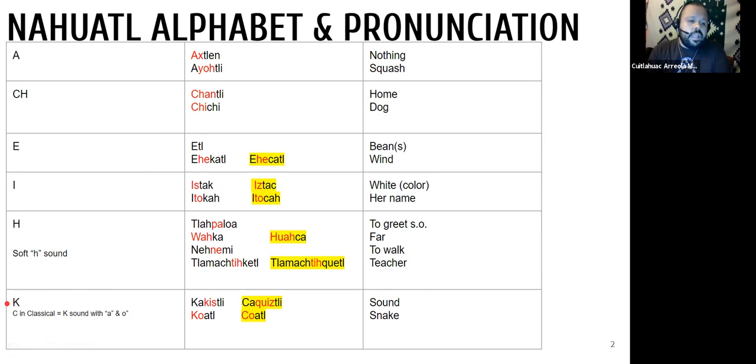Right, the K is always a K sound. In classical, it's a C. A C sound with the letters A and O. Kakistli. Right, again, you can see the meaning on the right. Koatl. Right, so two syllable word, it stresses in the ko.